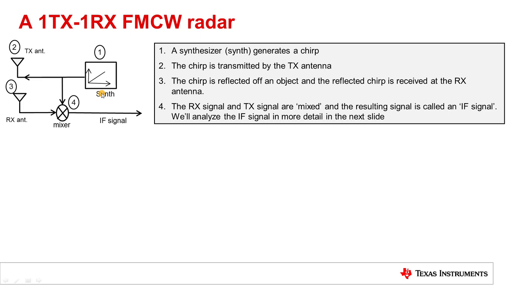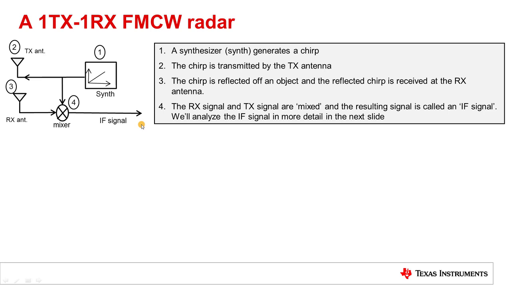This here is a simplified block diagram of an FMCW radar with a single TX and a single RX antenna. The radar operates as follows. The synthesizer generates a chirp. This chirp is transmitted by the TX antenna. The chirp is reflected off an object and the reflected chirp is received at the RX antenna. The RX signal and the TX signal are mixed and the resulting signal is called an IF signal, IF standing for intermediate frequency.